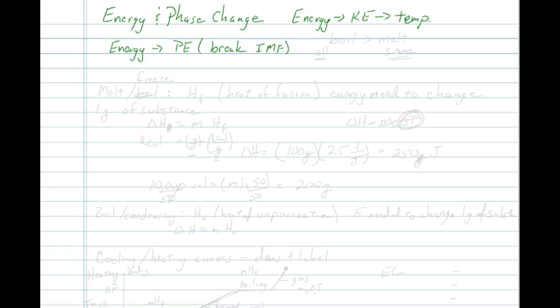The amount of energy needed to boil is much greater than the energy needed to melt. Melting breaks some of the bonds. Boiling requires you to break all of the bonds. So there's more energy needed to boil something than there is to melt something, because you're only breaking some of the bonds.